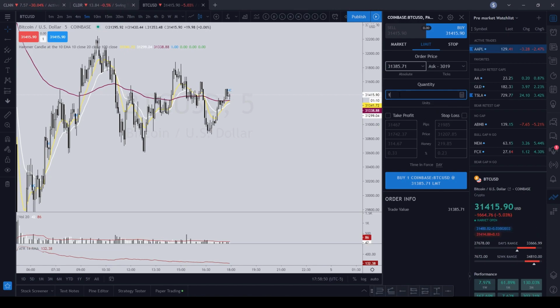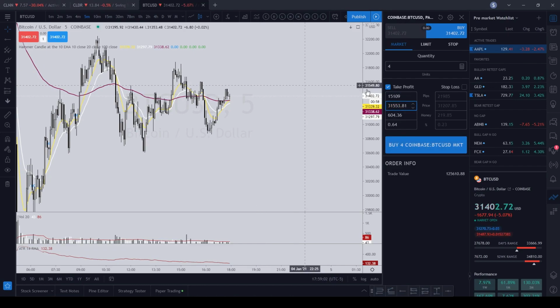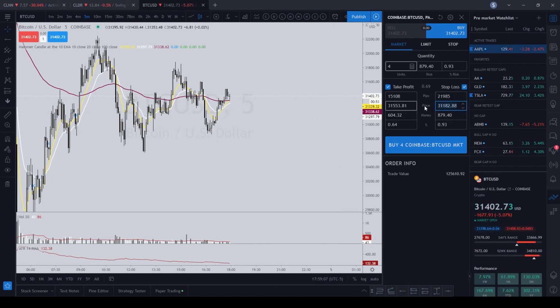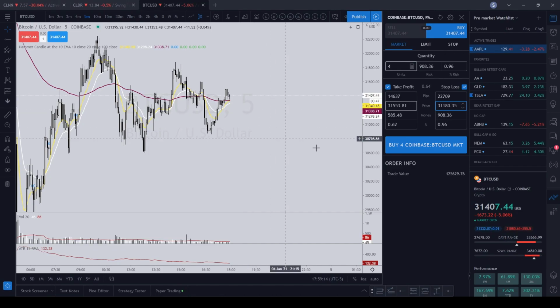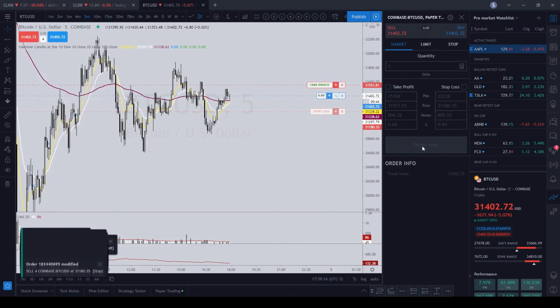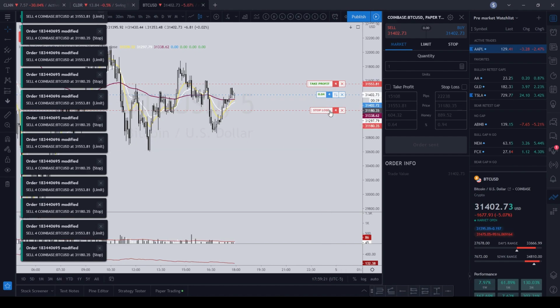So if we demonstrate this right now, let's enter a market order. So we're going to set a quantity. Let's buy 4 Bitcoin. And let's say that we want to take a profit at 31553.81, and we want to do a stop loss at 31180.35. All right, we're going to enter the order. That executed immediately because it was a market order. We have 4 Bitcoin, we have a stop loss here, and we have a profit target there.